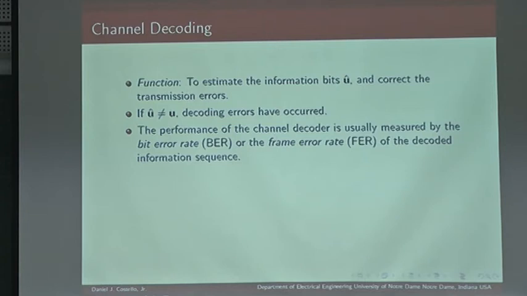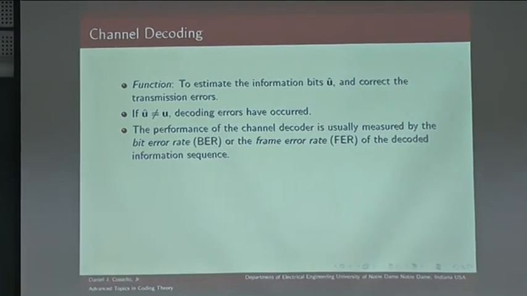So to continue, that was a little break. In channel decoding, we want to come up with an estimate of the information bits, and if they're not equal to the true information bits, then we just say that errors have occurred.